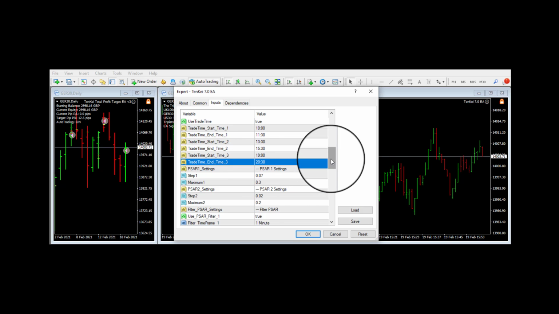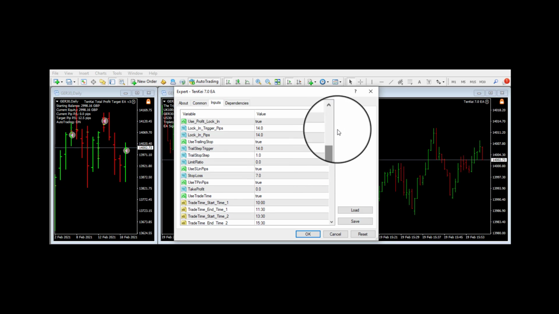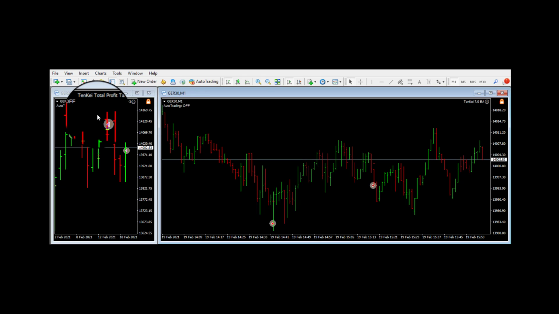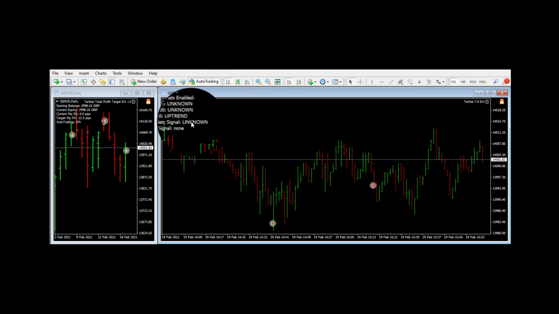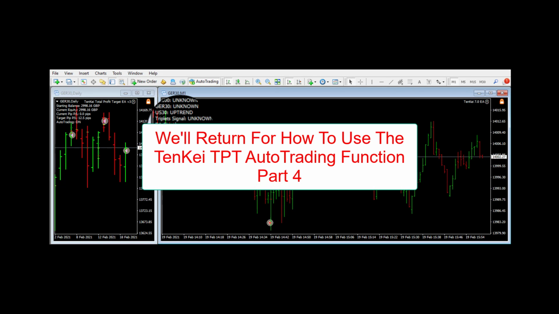Okay, so that's how to use the times, and this is how to use the auto trading function. If you wanted to place more trades after your trades have been hit, you would simply switch this back on and we repeat the whole process again. What we're going to do is show you part 4 of how to use the TenKei TPT auto trading function.